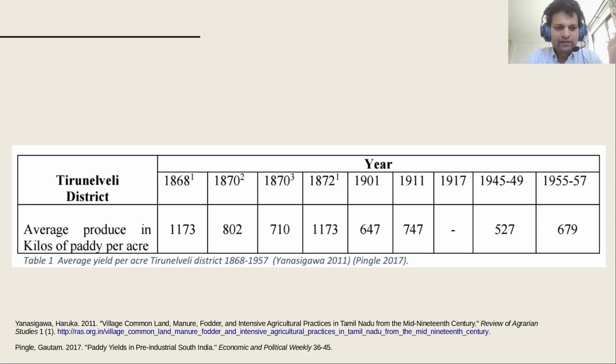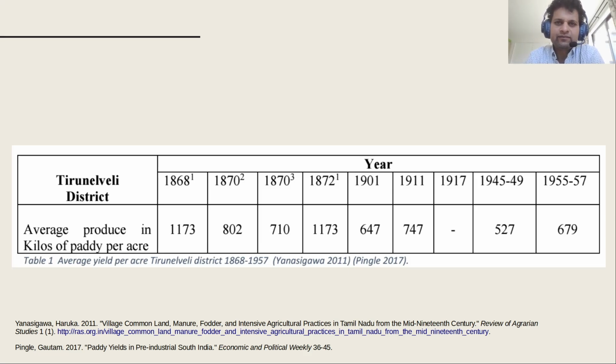So in 1868, the average produce of paddy per acre in Tirunelveli district was around 1,173 kilos. This was in pounds, which are converted into kilos for easier understanding. And in 1870, it was 802. Again, 1870, another set of experiments, 710. 1872, 1173. 1901, 647. 1907, 47. No data for 1917. 45, 49.